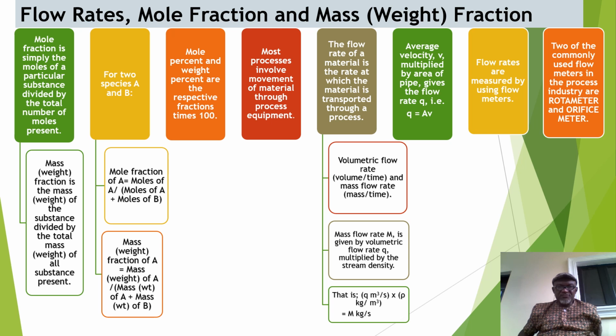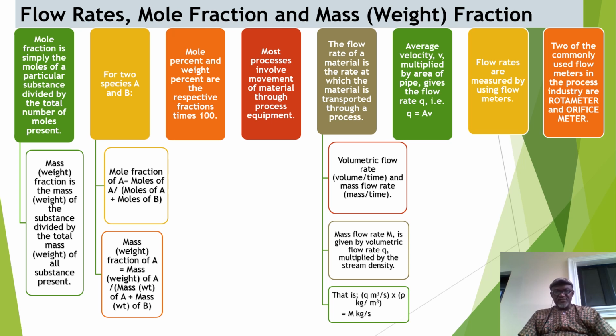Now, most processes involve movement of material through process units. You know, there must be flow of materials from one point to the other. So the flow rate of a material is the rate at which the material is transported through a process. We have volumetric flow rate, which is volume over time, and we have mass flow rate, which is quantity of mass flowing over time.